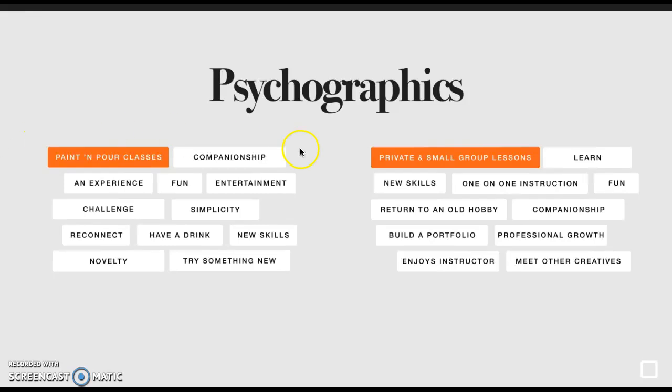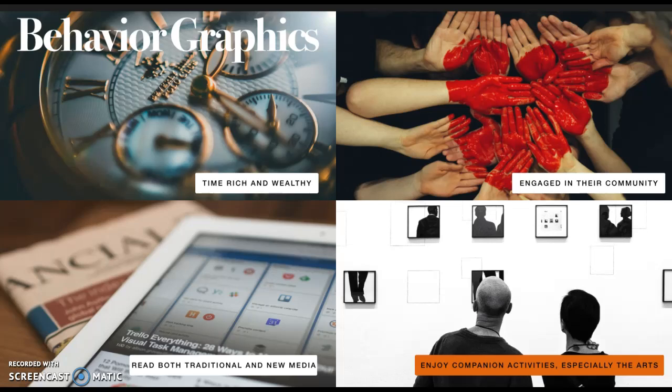And then there would be the private and small group lessons. This is where you're going to find people that are more interested in learning. They want to get new skills. They want one-on-one instruction. They still want it to be fun. They may be returning to this as an old hobby. They might be looking for friendship or to meet other artists. They're looking to perhaps learn a new skill in order to move their art making abilities further, build a new portfolio. And then they also might just really like an instructor and follow them. That happens a lot too, that they might follow an instructor from place to place. So that is my psychographics.